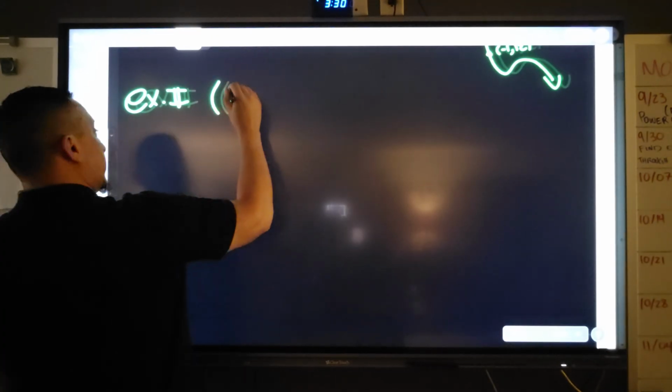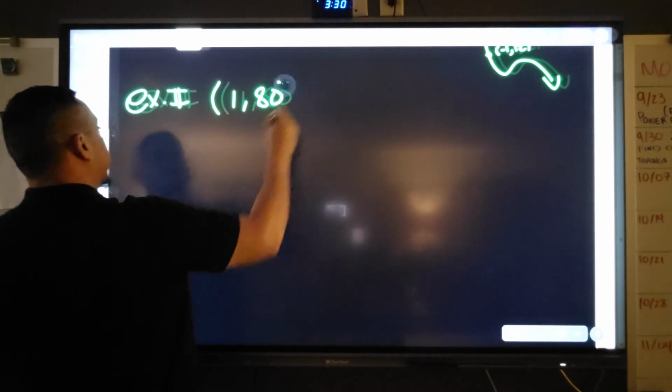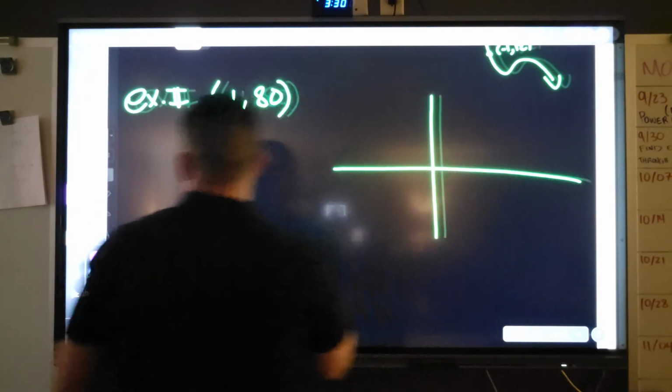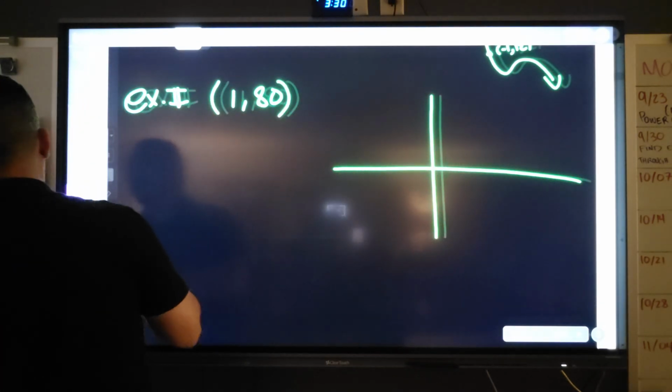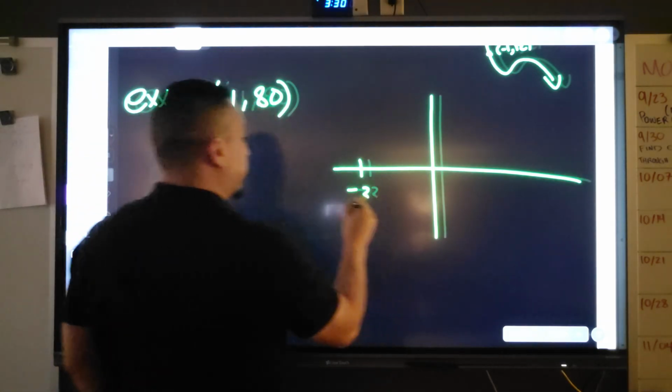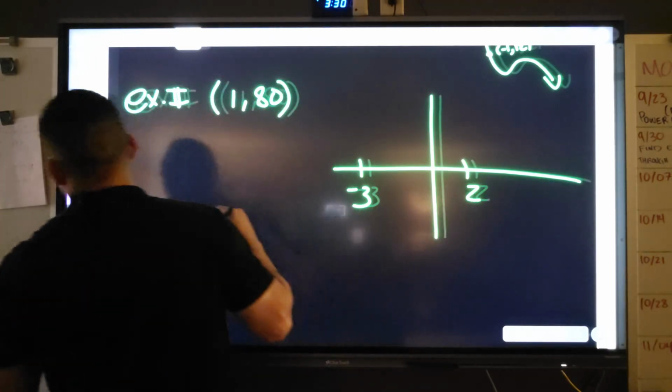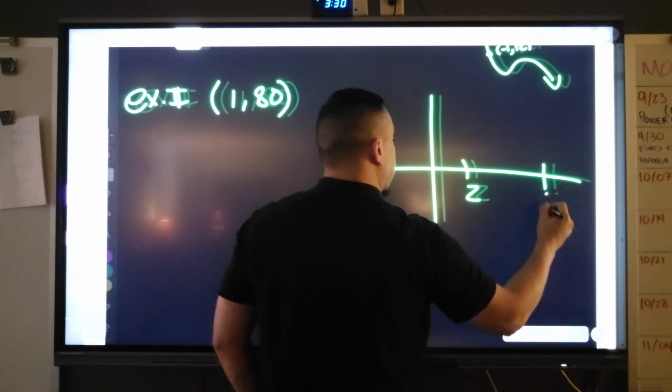This time we want it to go through this point, and this is what the graph looks like. Again, the important thing is that you touch these x values, 2 and 6.